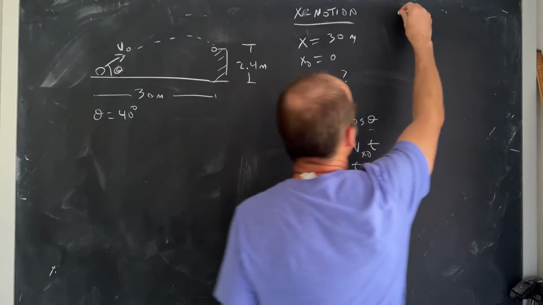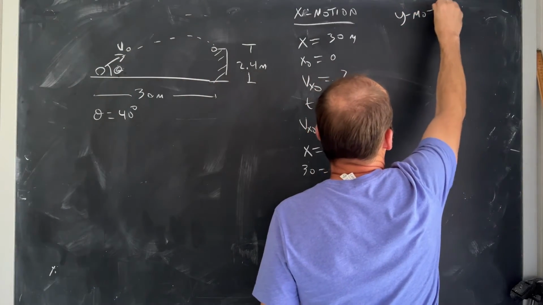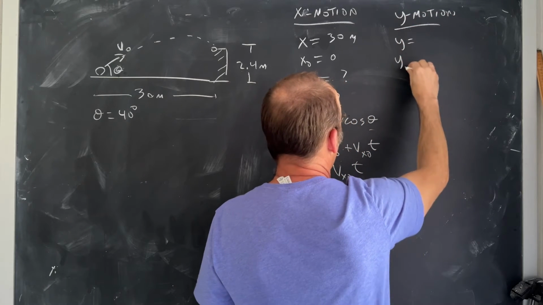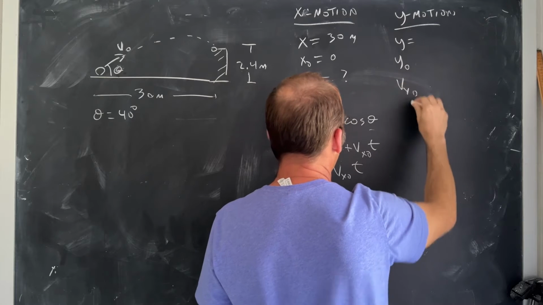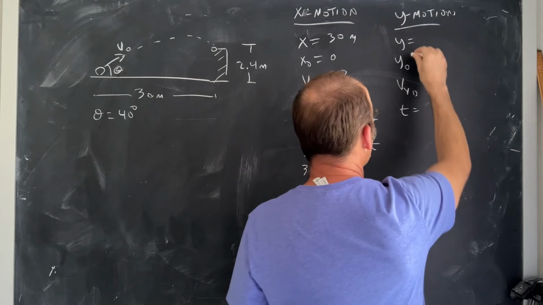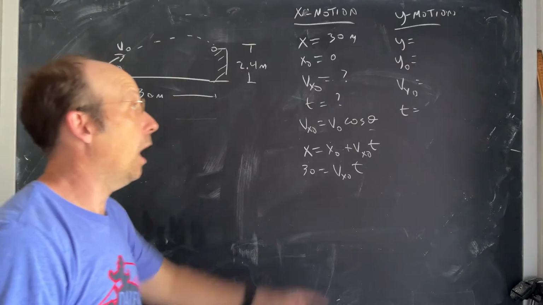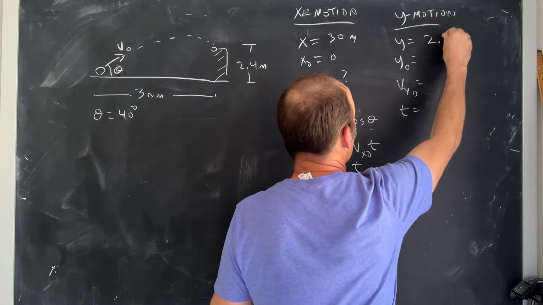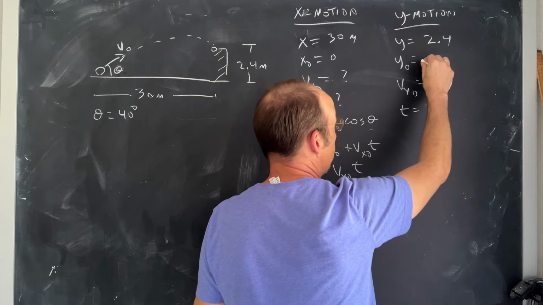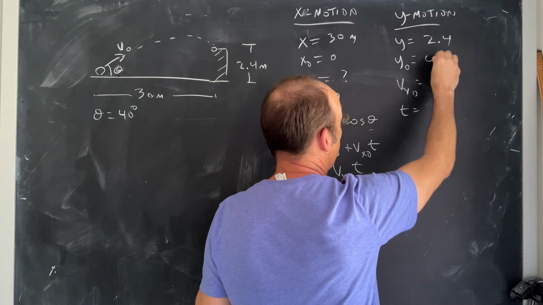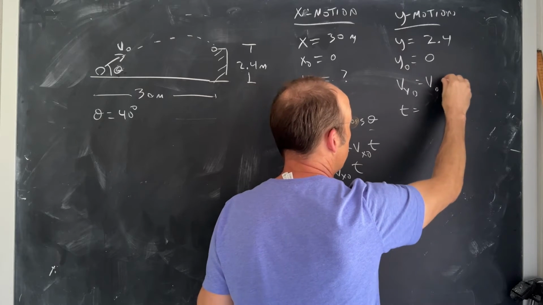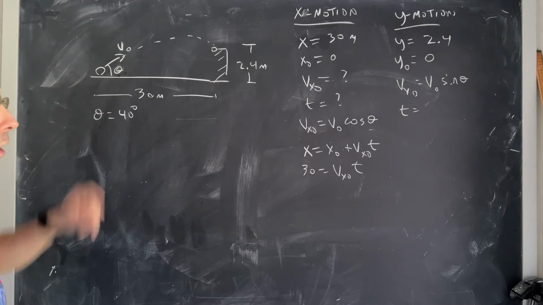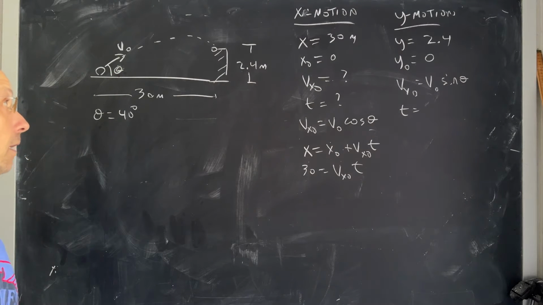Jump over to the y motion. What do I know about the y motion? I have my final y, my initial y velocity, and my time. Which of those do I know? I know my final position is 2.4. I know my initial position is 0. I know my initial velocity is V0 sine theta, because that's the opposite side of that right triangle. And the time, I don't know.